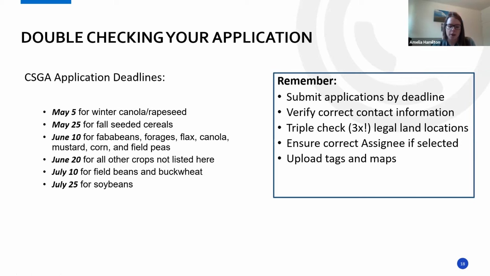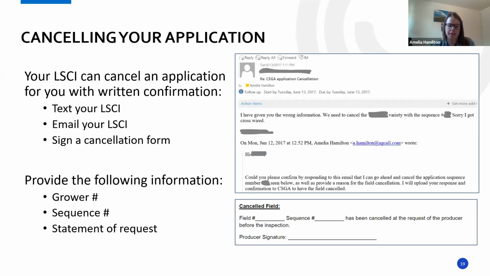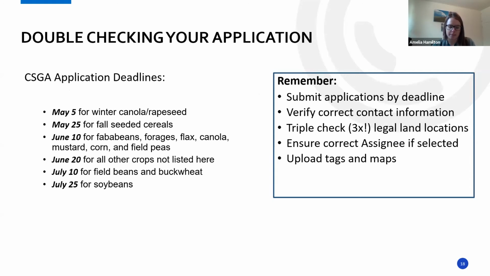Prior to submission, always double check that you've included the correct contact information for the inspector to reach you. A cell number is always the best, and that your legal land location is complete and accurate. A wrong legal can take an inspector across the province. So making sure that those are complete and accurate is really important for a seed company. Do check to ensure that you've got the correct selection made in the dropdown for that. And don't forget to upload your tags and maps either on submission or within 14 days.